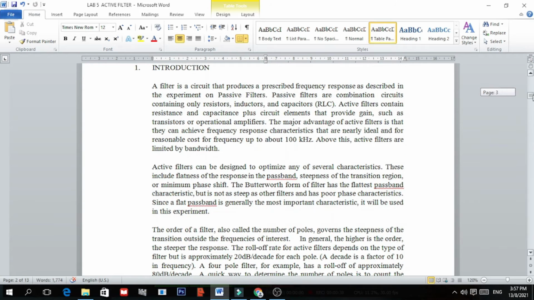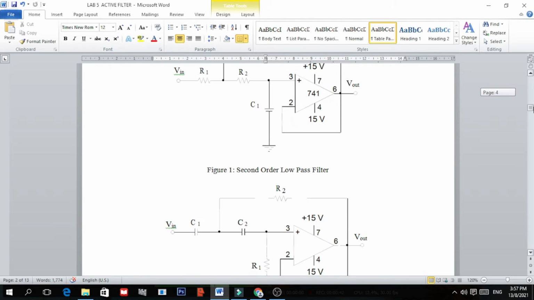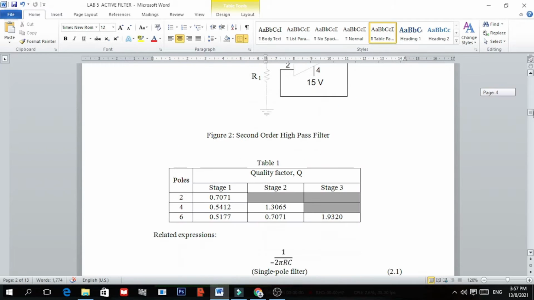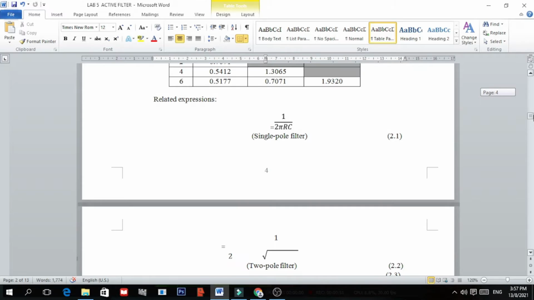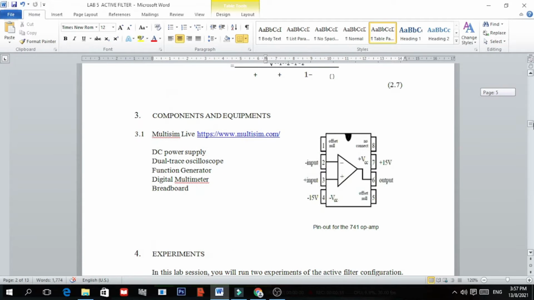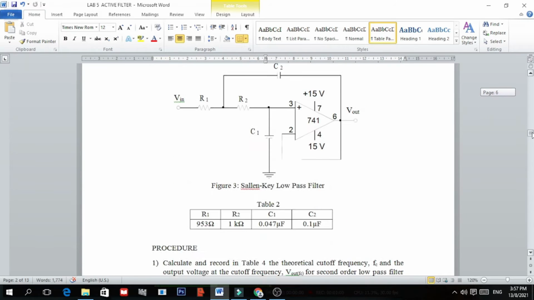Okay, this is the introduction of it. This is the example of second order low pass filter and also second order high pass filter with the table related expressions. And the design would be done in Multisim.